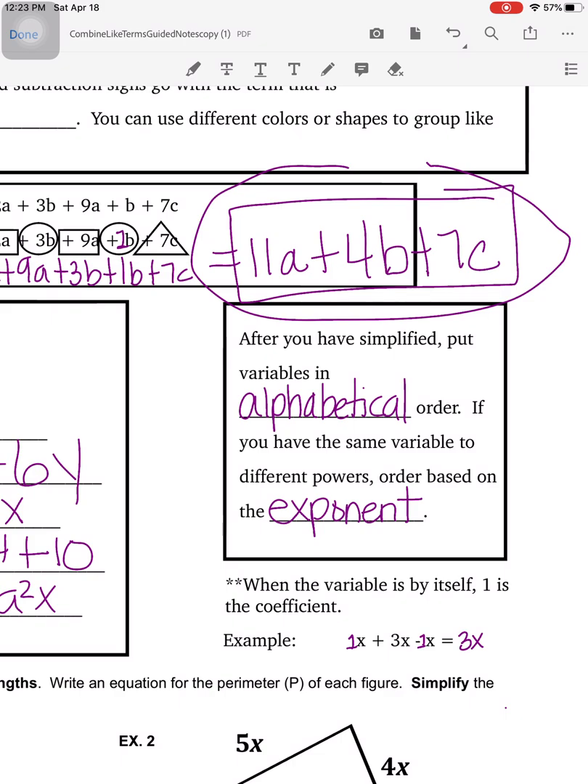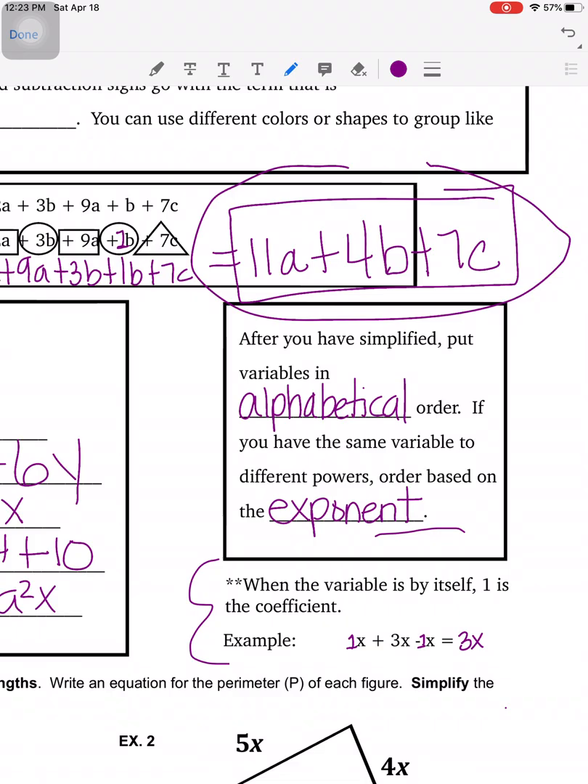All right, this little note right here tells us that when the variable is by itself, 1 is a coefficient, what I just told you when we first started talking about it at the top. 1x plus 3x minus 1x gives us a 3x, okay? So anytime there's a variable and no number in front of it, it is a 1 as a coefficient.